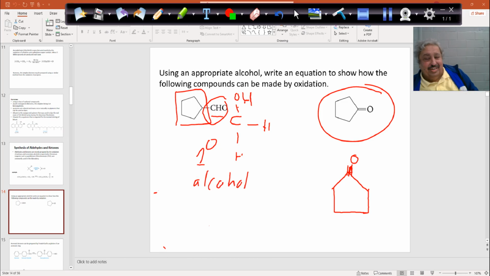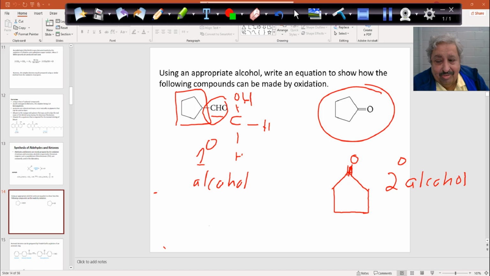Here, from the theory, to get the ketones, I have to oxidize, taking what? Secondary alcohol. Correct, guys? So how in the world will I make a secondary alcohol out of this one here? That's challenging.